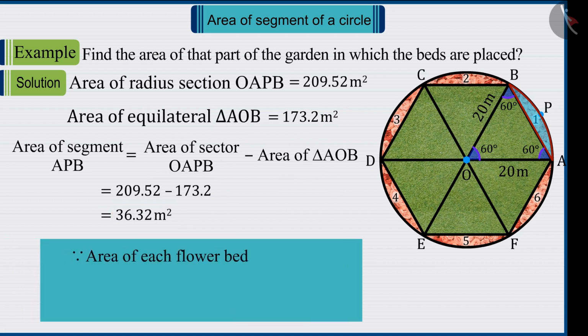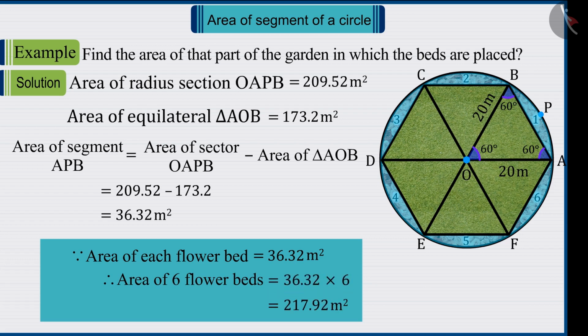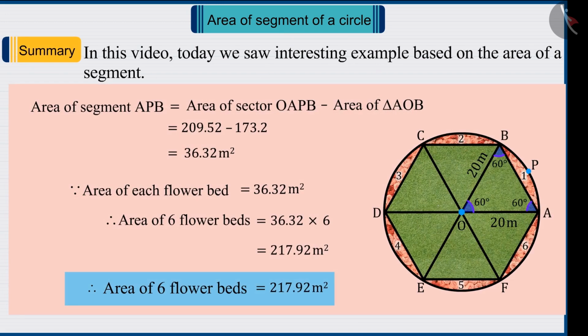That is, the area of each flower bed is 36.32 square meters. Therefore, we can say that the area of the total flower beds is 217.92 square meters. In this video today, we saw an interesting example based on the area of the segment. In the next video, we will understand another interesting example in depth.